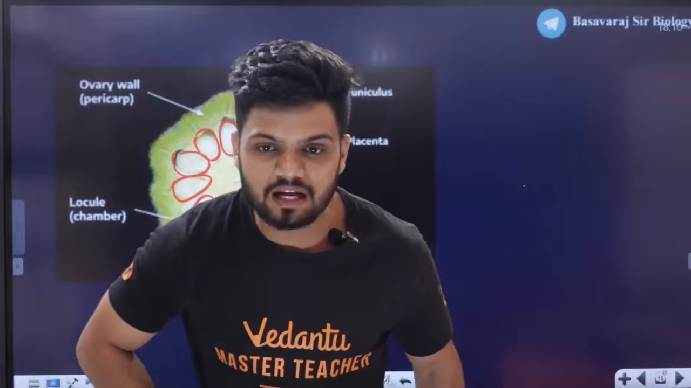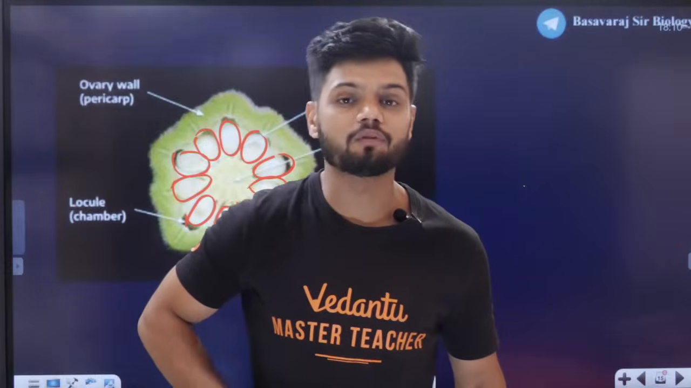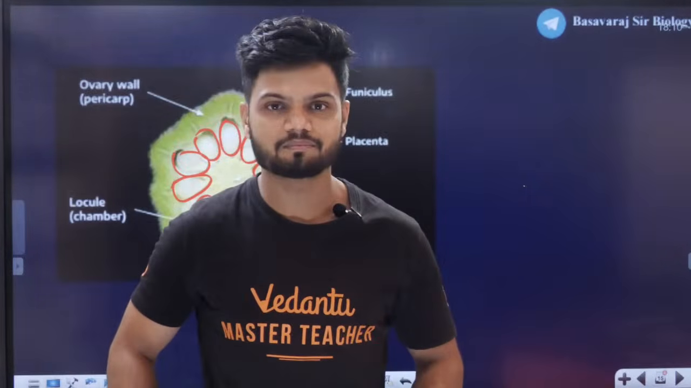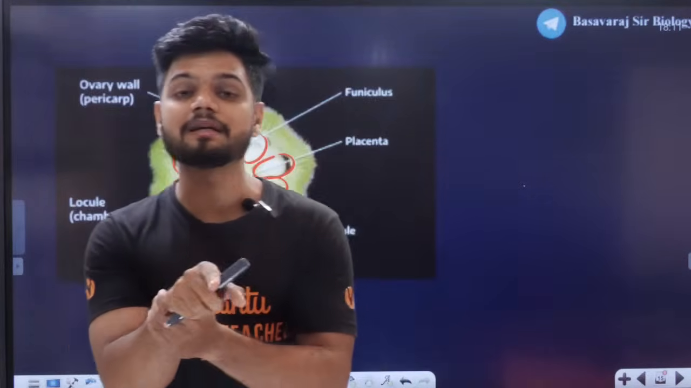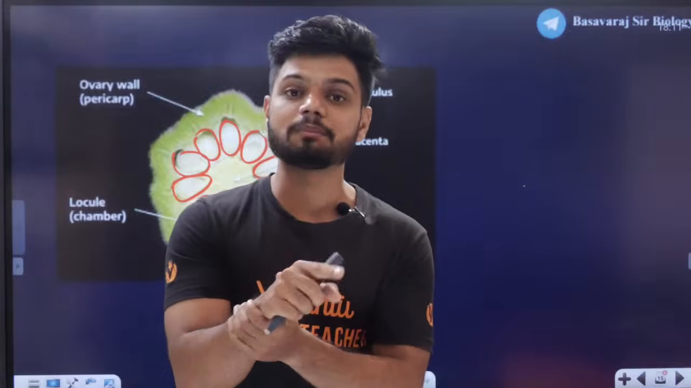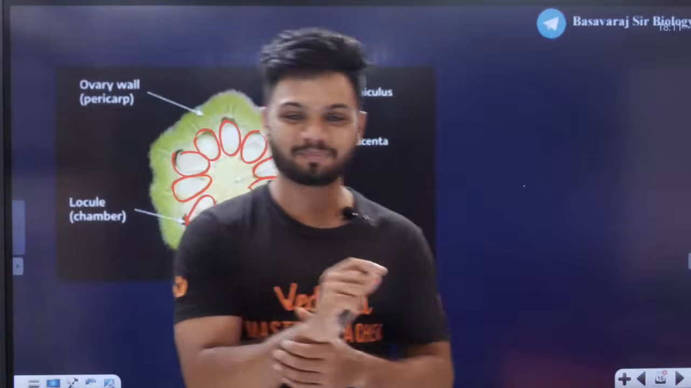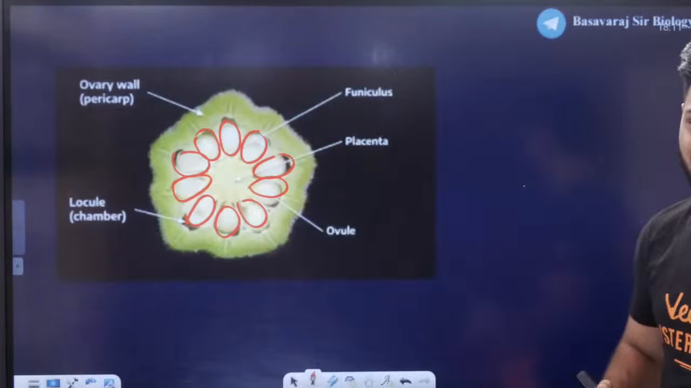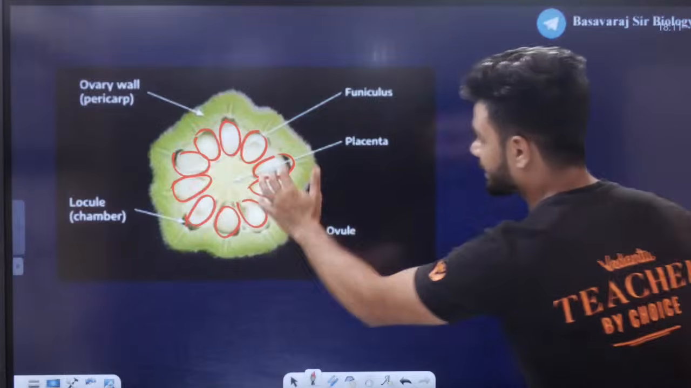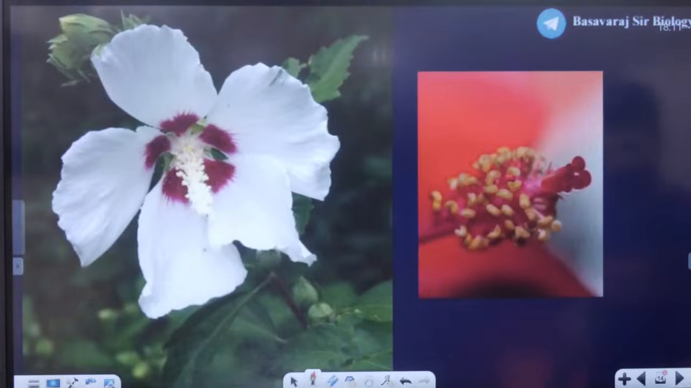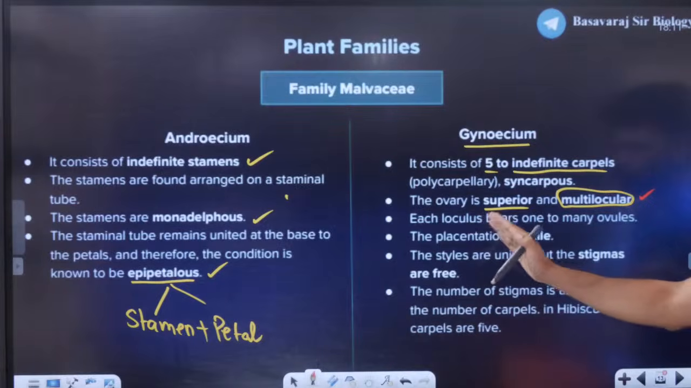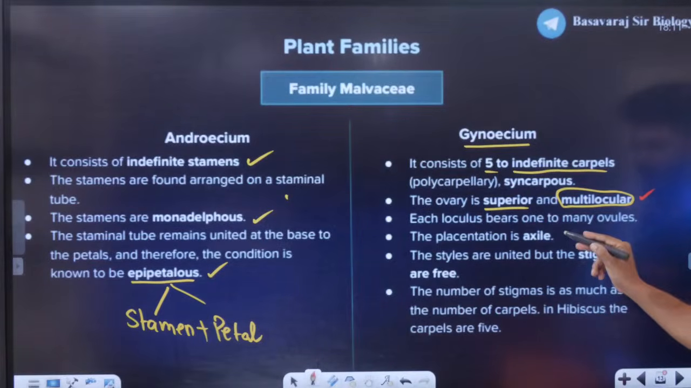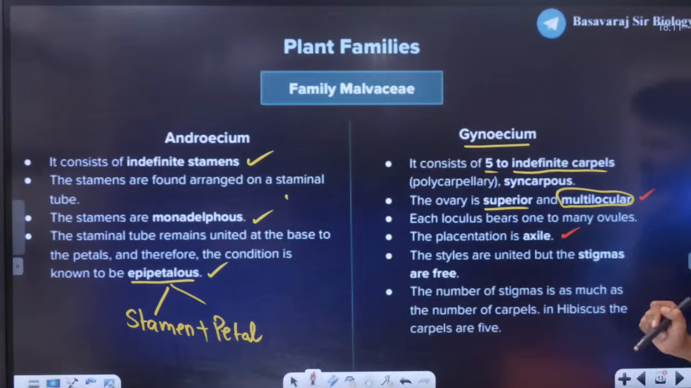Sir, pistil and carpel are same? No, they are not same. I've always told you pistil and carpel are not same. Pistil is the entire thing, carpel is a part of pistil. You can have multicarpellary. You cannot have multipistil condition. Okay? Clear? This is a multilocular condition. Each locule bears 1 to many ovules. Axial placentation, remember that. Axial placentation.